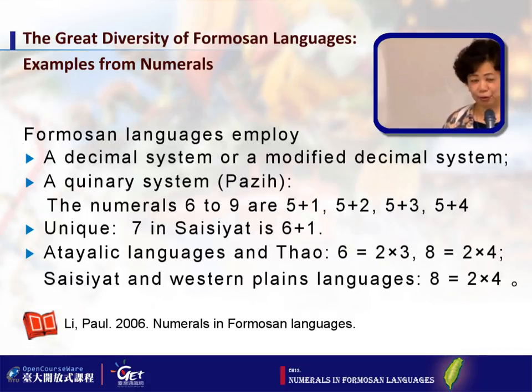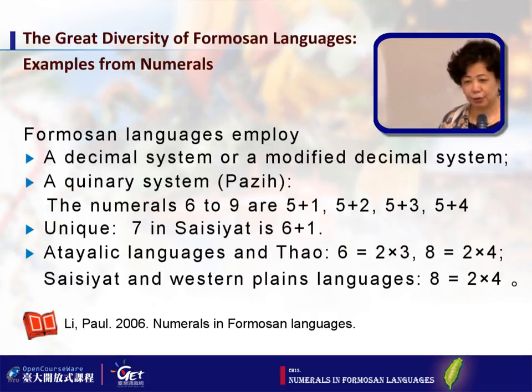And in another plain tribe called Saixia, that's in the Miaoli area, south of Taipei but north of Taichung, the middle part. In this particular tribe, they have a very unique way to say 7. They express 7 as 6 plus 1. And this is the only example among all the Formosan languages that have this very strange expression.